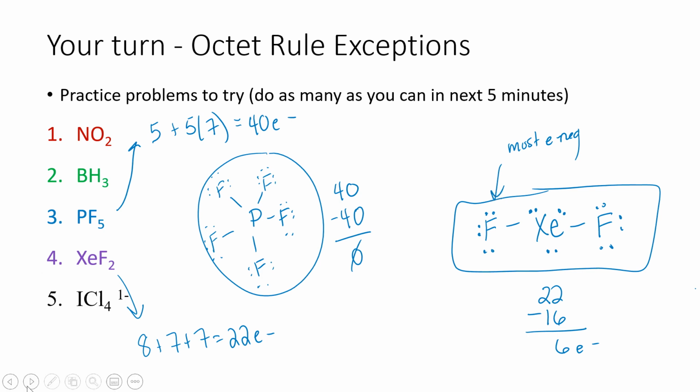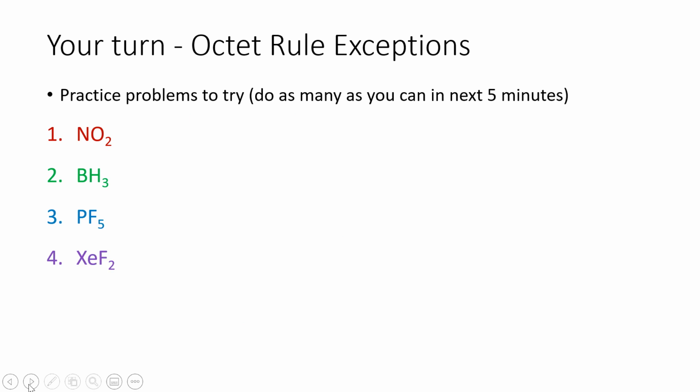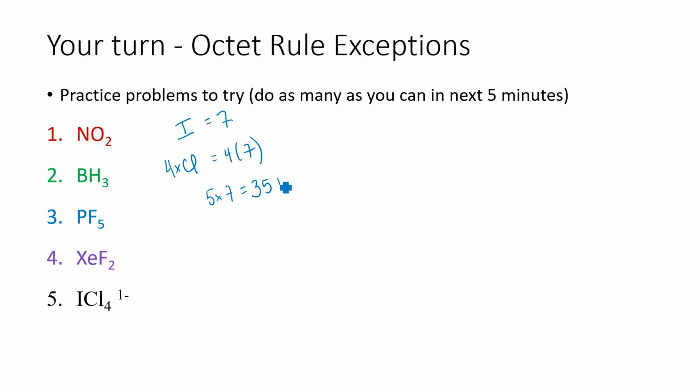Okay. And then we've got one more. So I'm going to go over to a fresh page. So ICl4 with a 1 minus charge. That's an ion. And we're going to look, this is iodine, and then 4 chlorines. So iodine has 7. Your 4 chlorines each have 7. So that adds up to 5 times 7, we've got 35, right? Plus we have an extra electron because it's got a negative charge. So you have 36 electrons. Did I add that up right? Okay, 5 times 7, yes. So we've got 36 electrons.